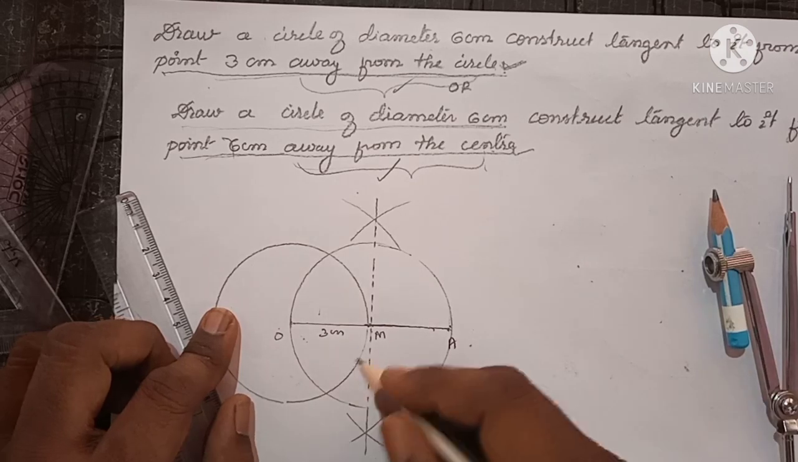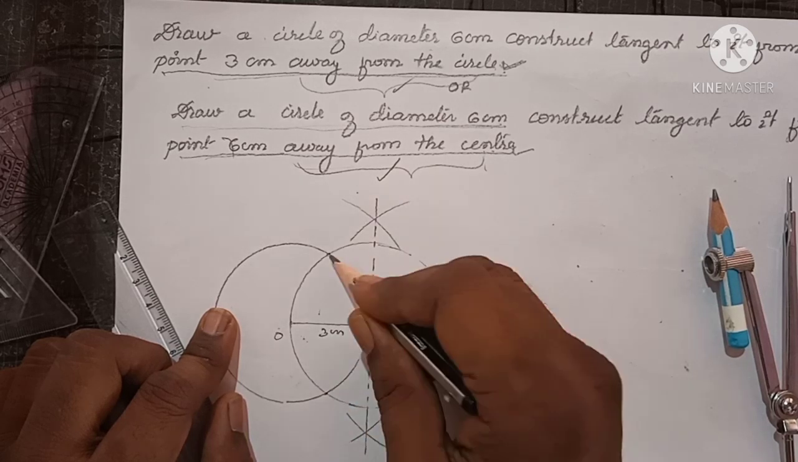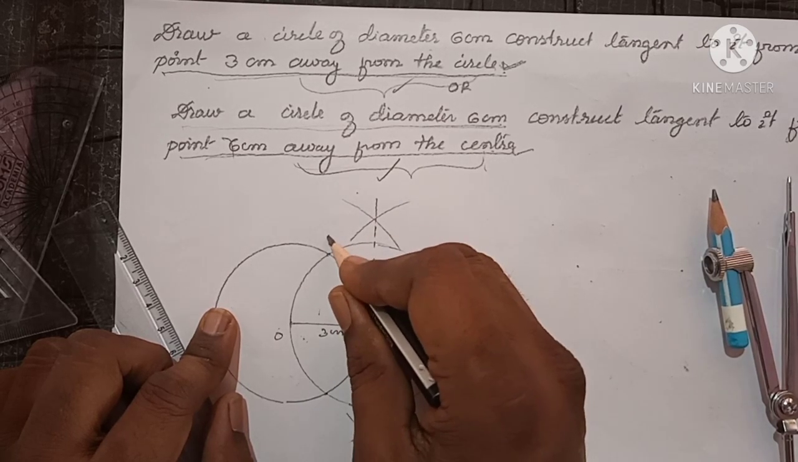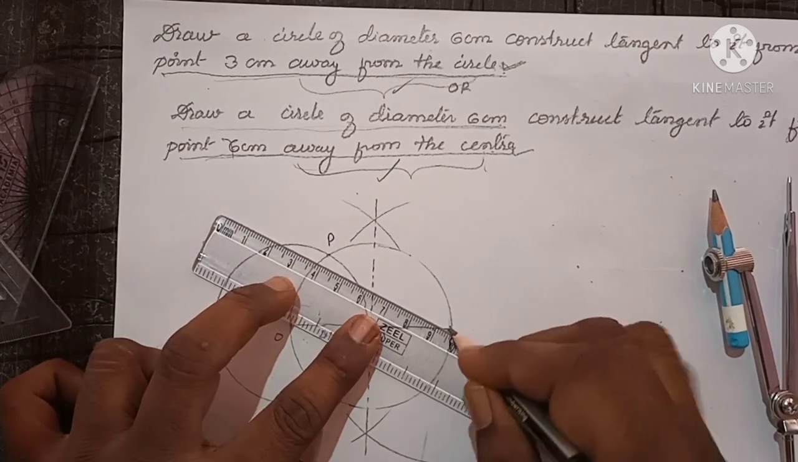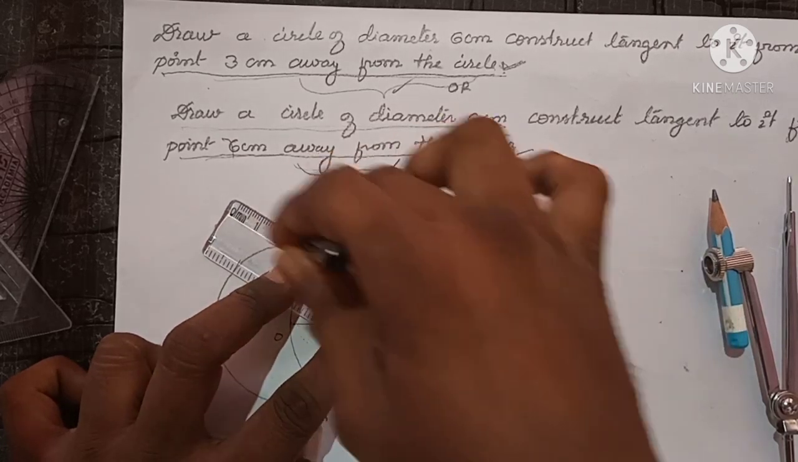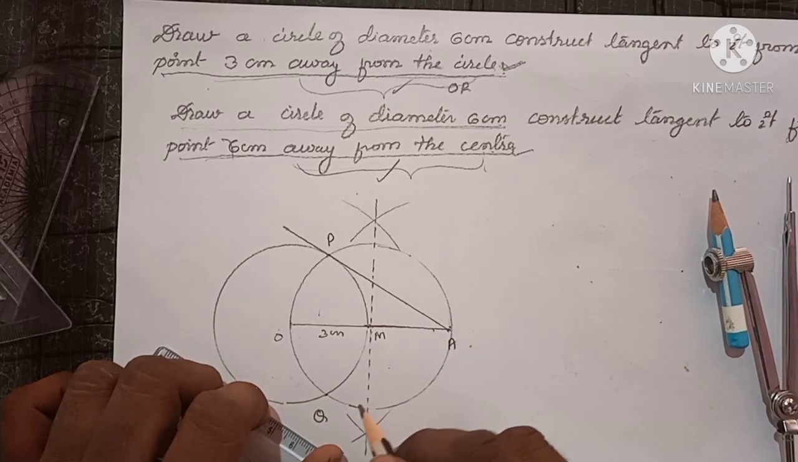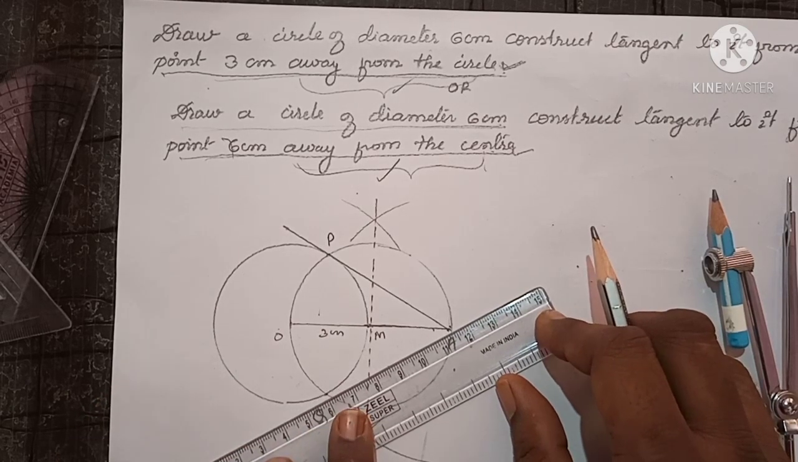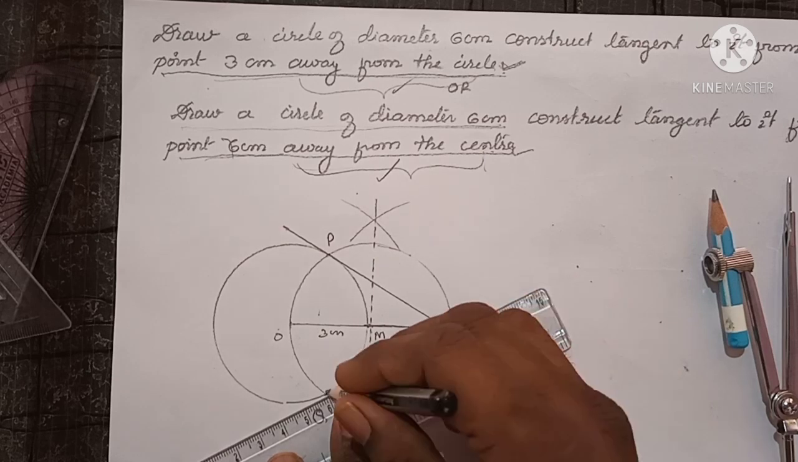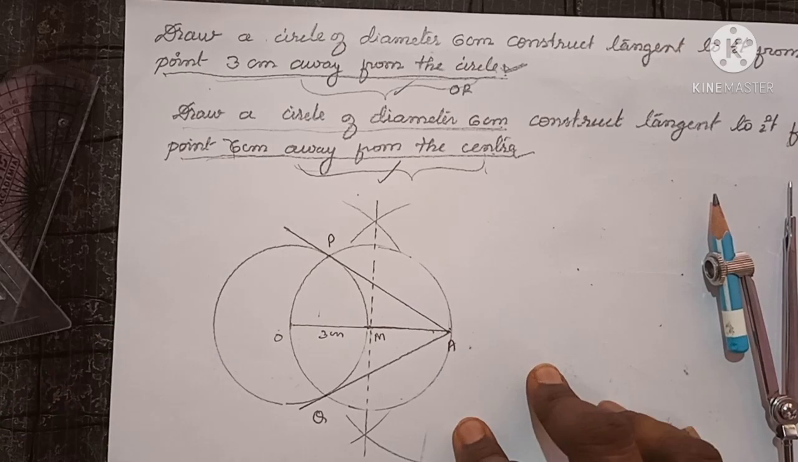These two circles intersect at points, and you name them P and Q. Join A to P. This indicates the tangent, the tangent drawn from an external point to the circle. And QA is the other one. This is the way we construct the tangent from an external point.